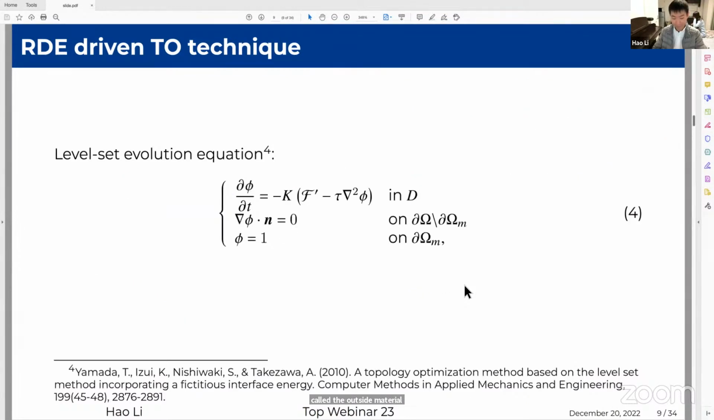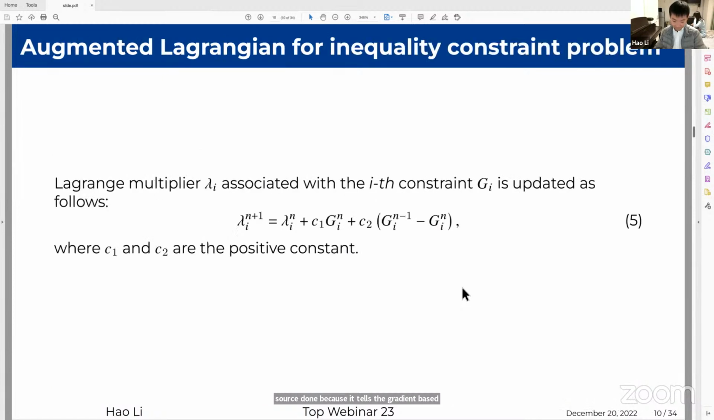Then the implicit level set function is evolved by solving the reaction diffusion equation based on the topological derivative. But here we also note that in practice, we can also use density-based sensitivity as the reaction source term, because it tells the gradient-based optimizer the descent direction as well. To deal with the inequality constraint problems, we use the augmented Lagrange method, and the Lagrange multiplier is updated as in equation 5.